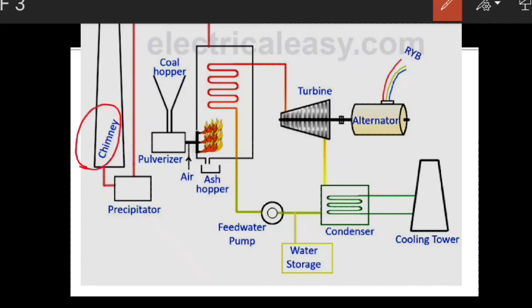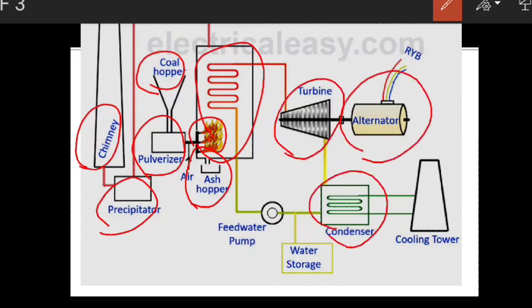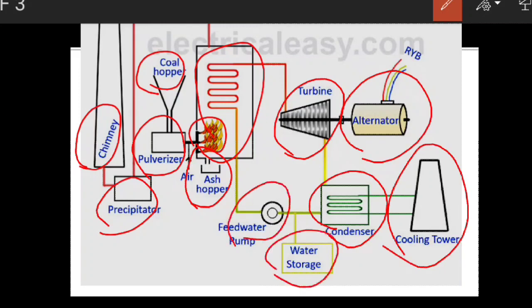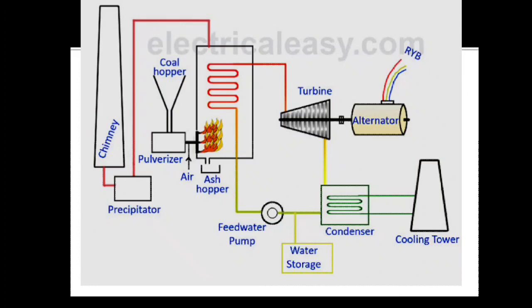So here is the chimney, precipitator, coal hopper, pulverizer, then ash hopper. So this is our boiler along with combustion chamber, turbine, alternator, condenser, cooling tower, water storage and feed water pump. These are the most essential components of the thermal power plant.